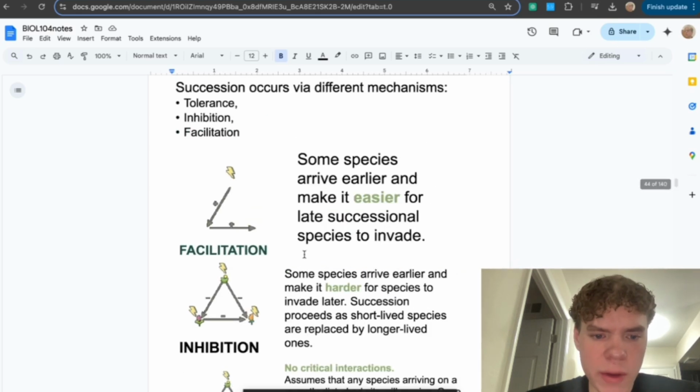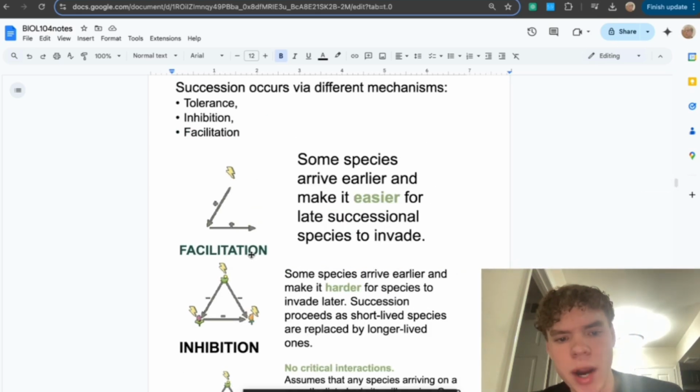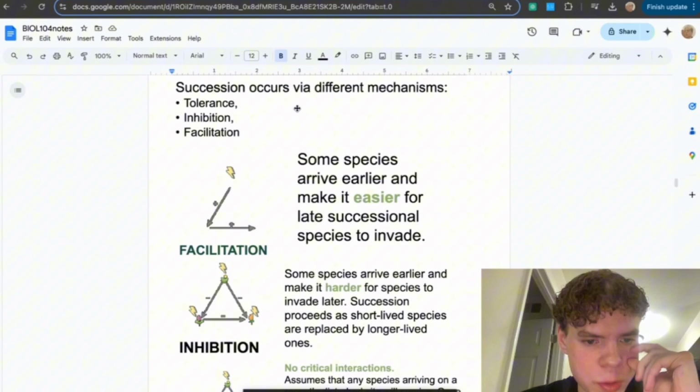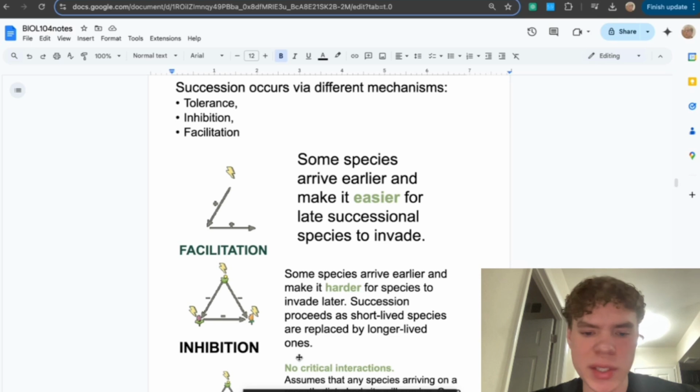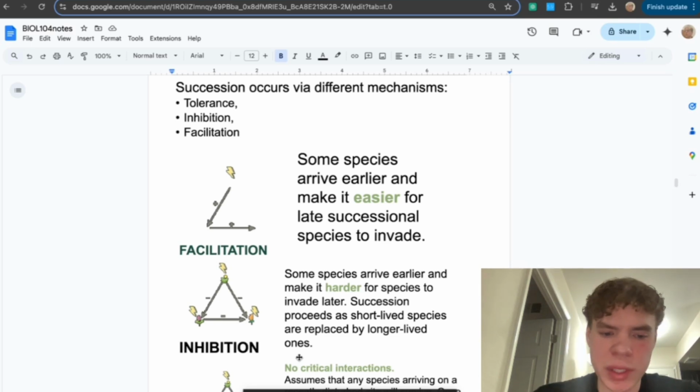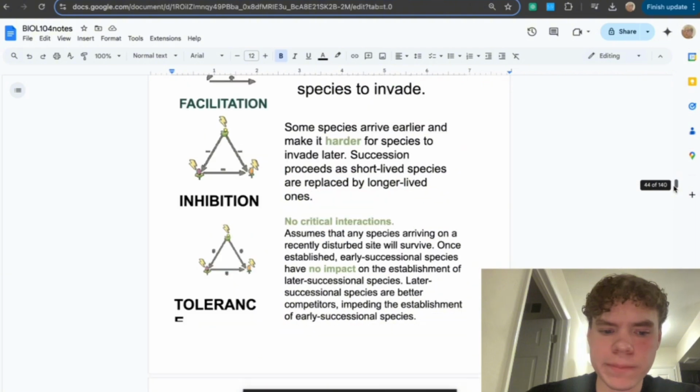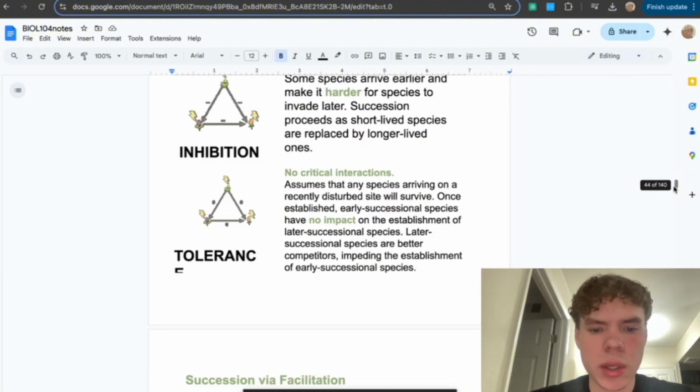So if we have facilitation, that means that a prior species makes it easier for a new species to live in the environment. Inhibition means that a prior species makes it more difficult for a new species to move into an environment. And tolerance means that it has no interaction whatsoever.